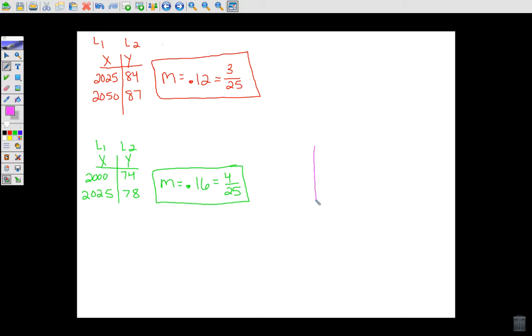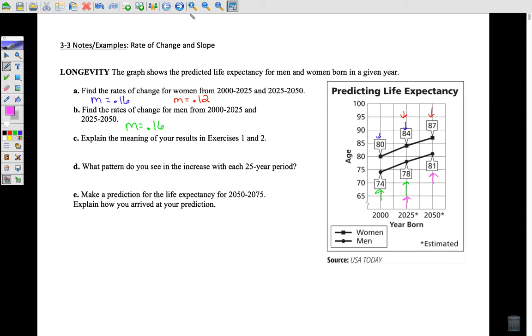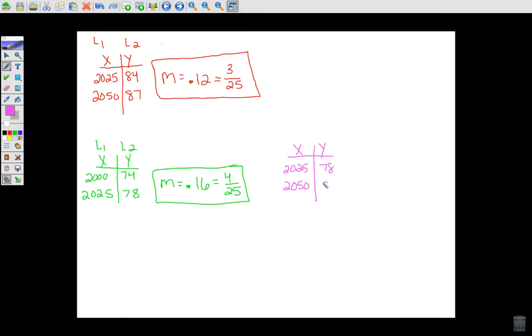So we'll do it over here. Okay, X and Y. So now we're going from 2025 to 2050. We're using 78, and I already forgot. 81? Yep, 81. Okay, so again, this is L1, this is L2. So I'm going to go ahead and put that data into my stat edit.